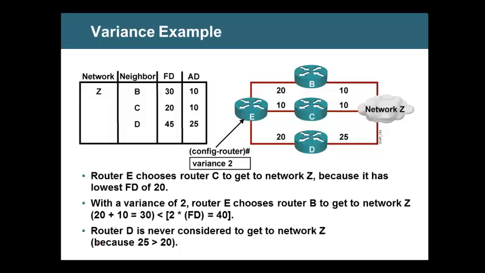See, if we change the variance to 3, 20 into 3 is what? 60. It is of no use. Why? Even though this is less than 60, it cannot be used. Why? It is not even considered, no? In the topology table, the feasibility condition, to prevent loops, it won't take it. Advertised distance is greater than the successor value.